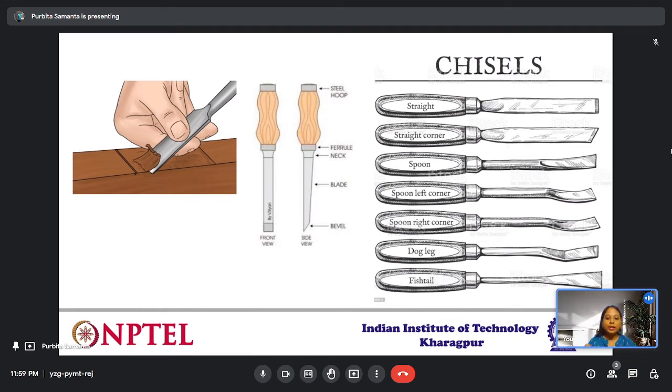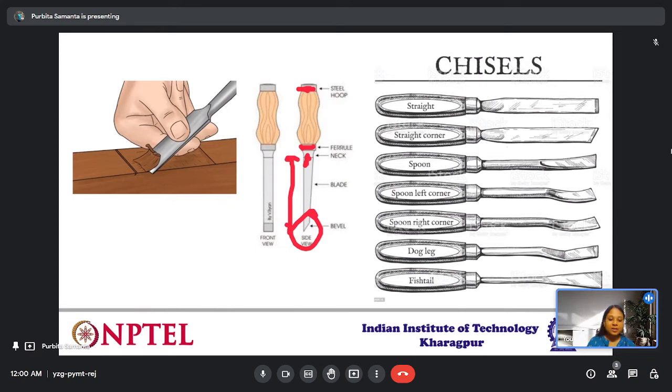And if we look into the chisel as a whole, there are different parts of a chisel. For example, this upper portion is known as the steel hook. Then we have the ferrule, and then the neck portion is there, and just below the neck is the blade, and at just the bottom we see the bevel. So this entire blade can be of different types, and accordingly we see the different names of the chisel.